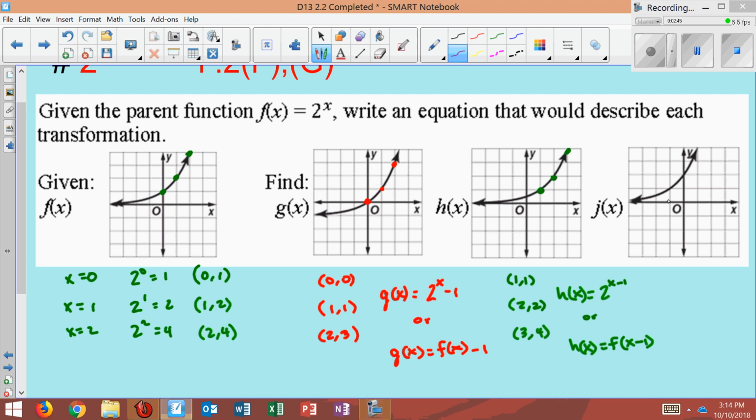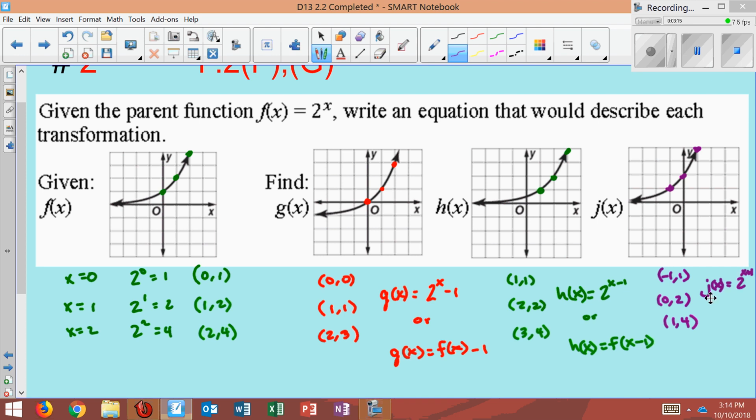Finally, let's look at j. The last one, I see my good points are here, there, and there. Those points, if I label them out, are negative 1, comma 1; 0, comma 2; and 1, comma 4. As I compare these to the originals, I can see that they've been shifted left 1 unit. The x has been subtracted by 1. The inside lies, so j of x would be 2 to the power of x plus 1.